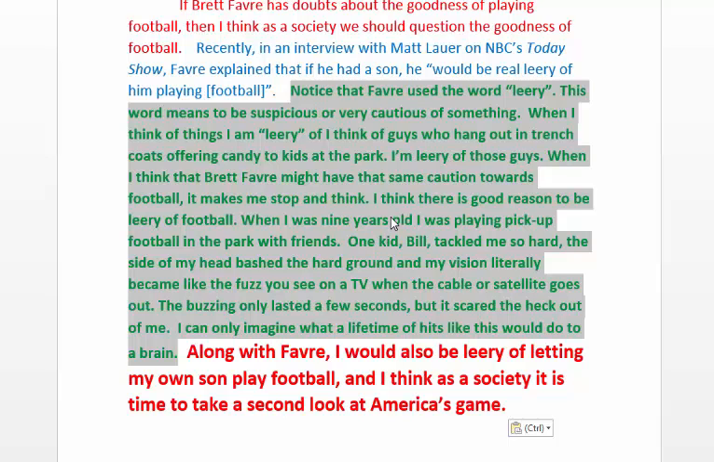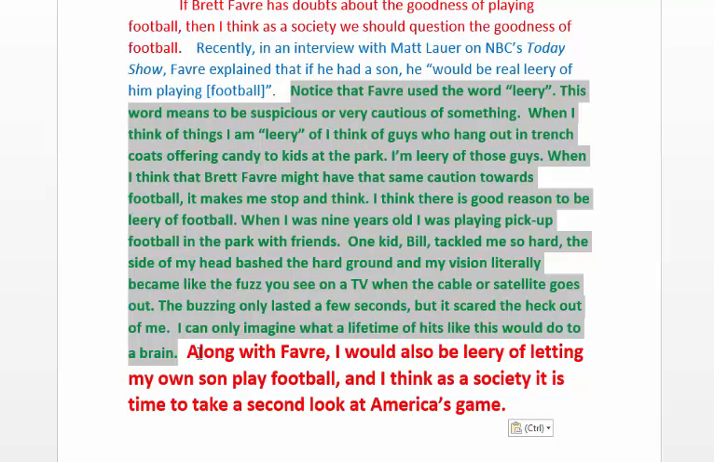I think there is good reason to be leery of football. When I was 9 years old, I was playing pickup football in the park with my friends. One kid, Bill, tackled me so hard the side of my head bashed the ground, and my vision literally became like the fuzz you see on a TV when the cable or satellite goes out. The buzzing only lasted a few seconds, but it scared the heck out of me. I can only imagine what a lifetime of hits like this would do to a brain.